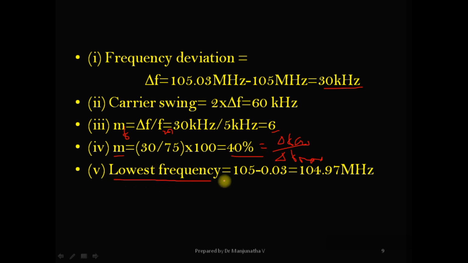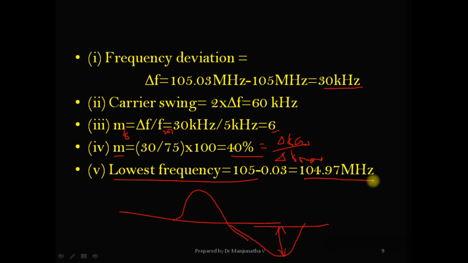Now the lowest frequency. We know the resting frequency is 105 megahertz and it goes above by 0.03 megahertz that we have calculated, that is 30 kilohertz. So from the resting frequency it goes that much, 30 kilohertz, below as well. So if you subtract 30 kilohertz from the 105 megahertz, that means 105 megahertz minus 0.03 megahertz, that gives us 104.97 megahertz.